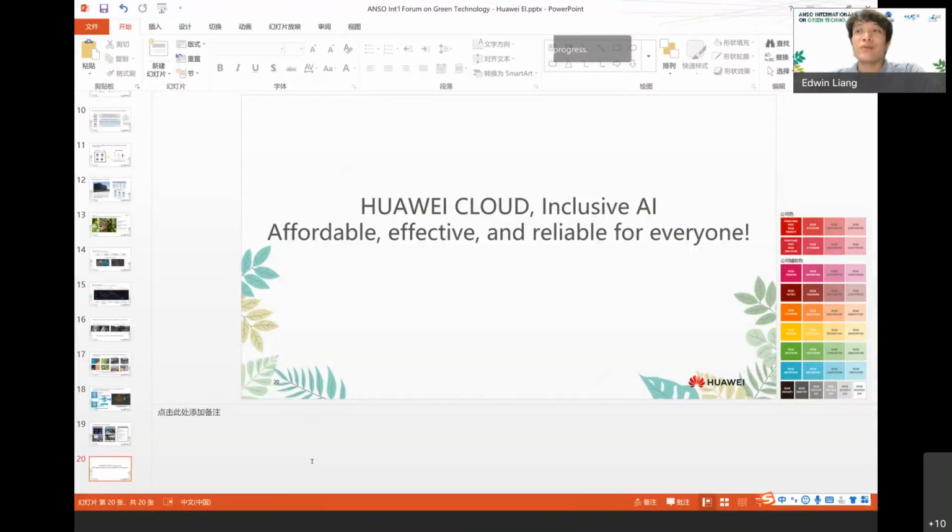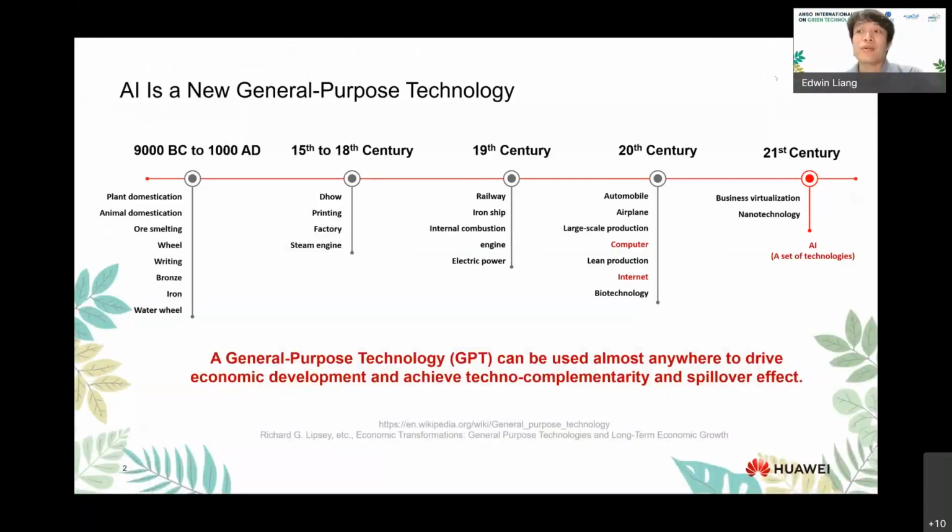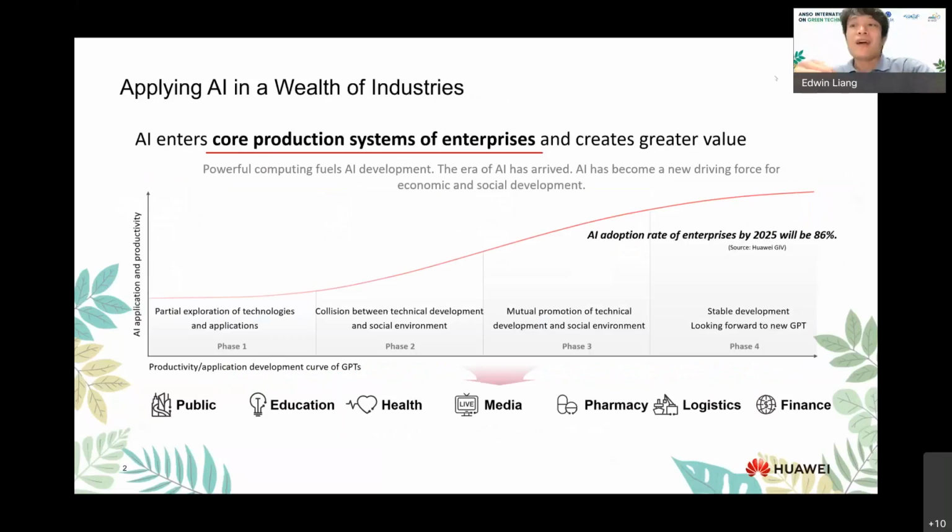As computing and 5G communication capabilities are greatly improved, AI technologies have been through the exploration phase of applications. It has been used as a new general purpose technology to achieve collaboration with the social environment and promote development. Actually, AI is entering the core production systems of enterprises and creating great value. According to our research, the AI adoption rate by 2025 will be as high as 86%, and it will be gradually applied in various industries, including public, education, health, media, pharmacy, logistics, and finance, etc.